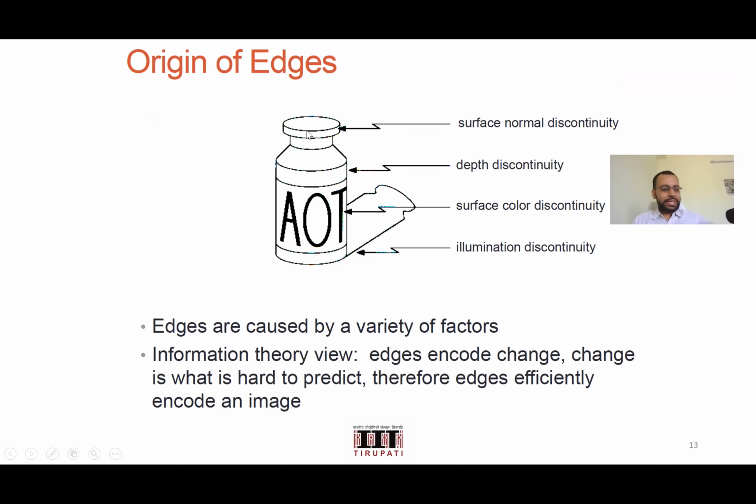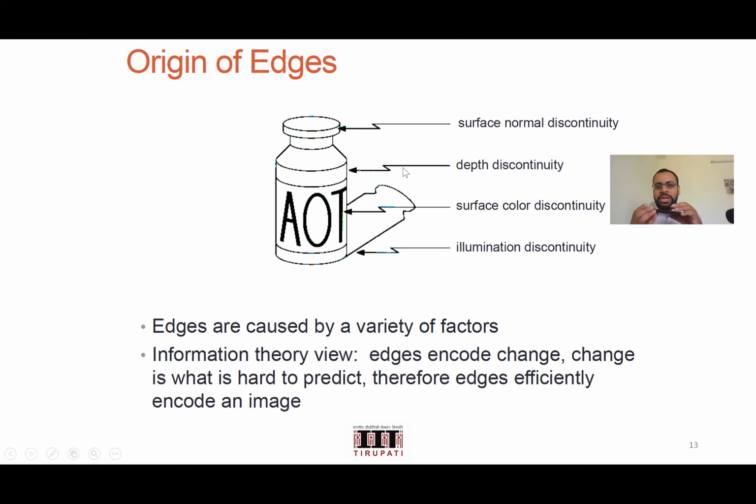If you look at the cap, I wish I had something, but again, this is also fine. When you are looking at it, your surface normal is in this direction. Now this surface has come. This has a normal in this direction. So surface normal discontinuity would contribute to edges.